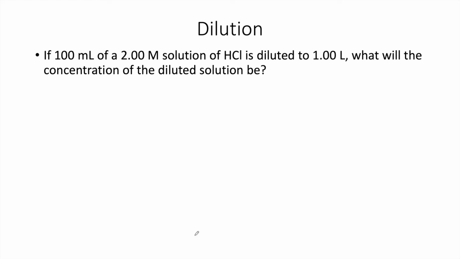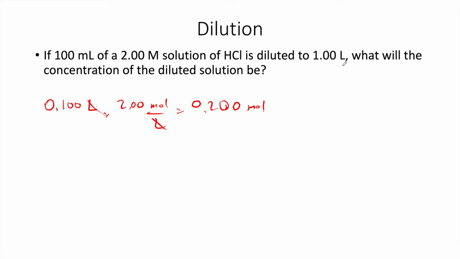Other times, we will be given a solution of a given concentration, and we'll just be asked to dilute it. And this is where some people just kind of memorize an equation, M1V1 equals M2V2. I don't like memorizing stuff when I don't have to. I like thinking stuff through. So again, how much HCl am I actually talking about here? So I'm going to multiply just like I did before. 100 milliliters is still 0.100 liters times 2 moles per liter equals 0.200 moles.